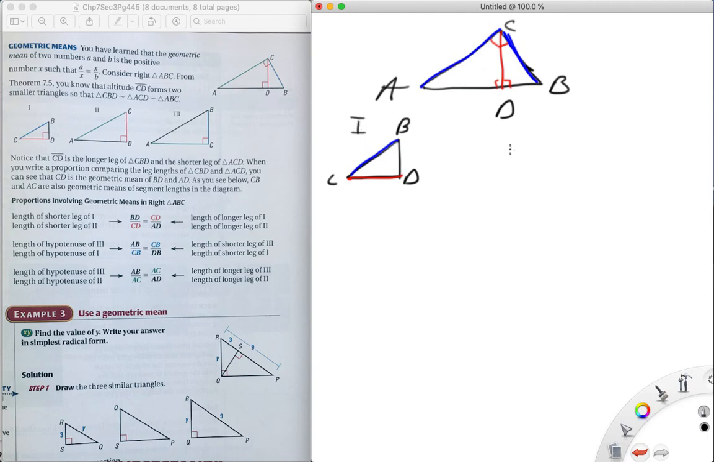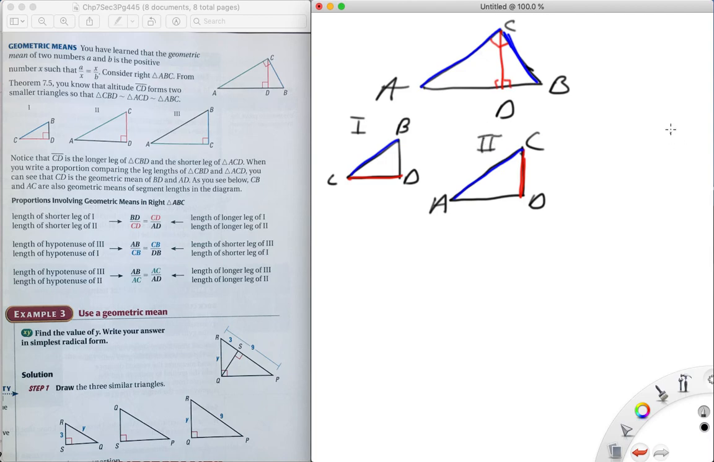Triangle number 2 is slightly bigger. This is the medium triangle, ACD. And of the medium triangle, the short leg is CD and the hypotenuse is AC. This is number 2.